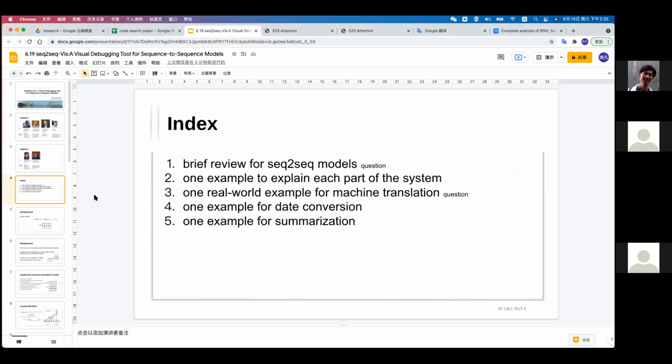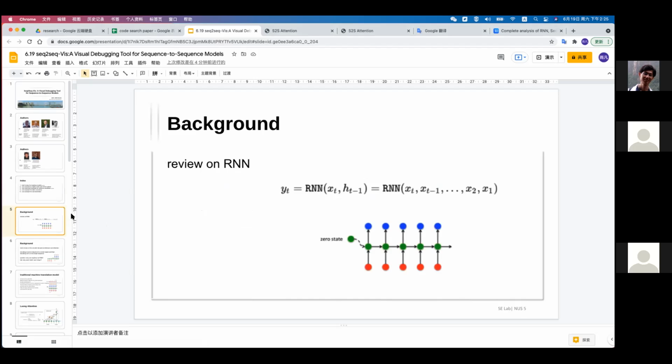Today we will have 5 parts. First, I will briefly review sequence-to-sequence models. Xiangling just introduced sequence-to-sequence models last week, and I have a very easy question in the first section. In the following sections, we will have some real-world examples to check what the system needs. Okay, the first is the review.